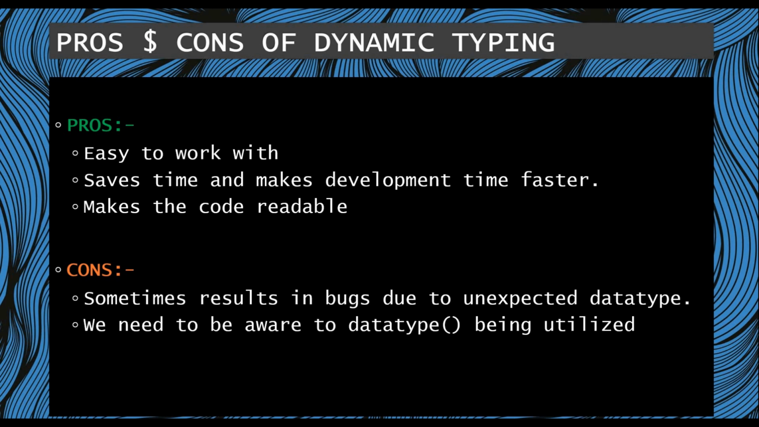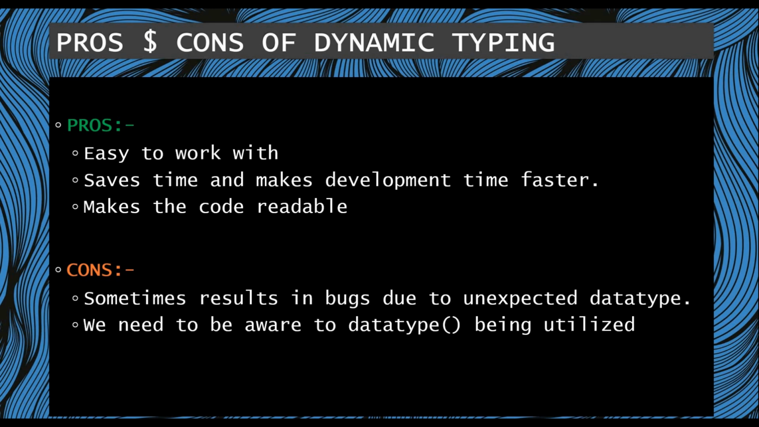And the cons being that sometimes dynamic data typing may result in bugs because of unexpected data types that arise due to human error, basically. And we need to be aware of the data type that is being utilized in the dynamic typing of a Python program.